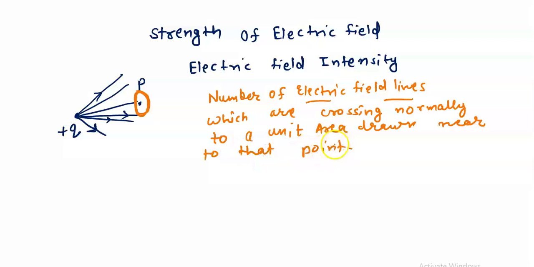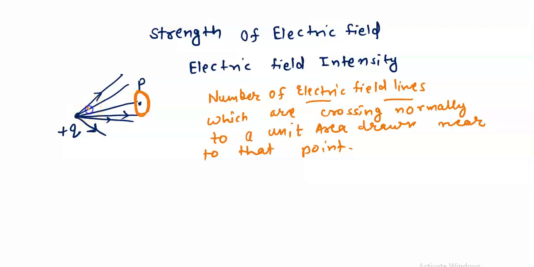Now this is too theoretical a definition, we should say, because who will count these number of electric field lines? I don't think that anyone will be able to do that. Correct? How will we count these number of electric field lines? Will it be possible? No. But what we can do is, correct or not?